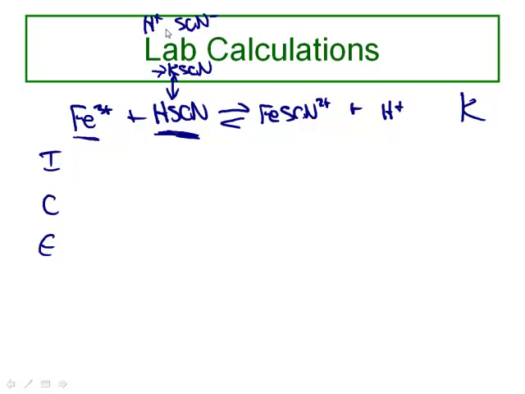If it's in the presence of H plus ions from the acid, this is going to form HSCN. So there we go. This is the same as this concentration. The iron 3 plus ions, of course, come from the ferric nitrate solution.